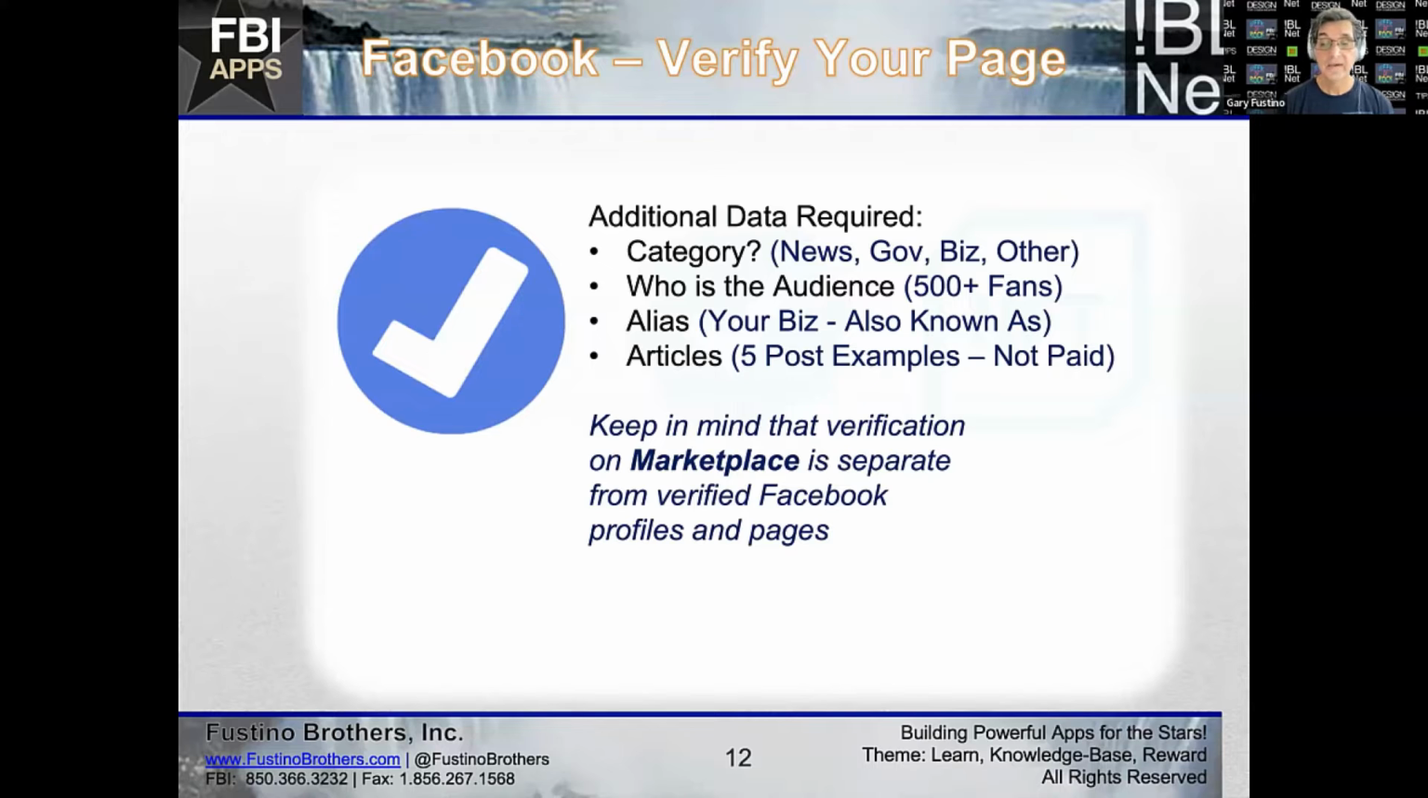And then aliases. What is your business name also known as? For example, Faustino Brothers Inc. is also known as FBI Apps. We're also doing business as Pork Knuckle Records, Steel Productions, and so forth. Next, they want articles, 5 examples of posts that you've done that you have to copy in the window, but not paid articles, things that are authentic, that you or your organization has placed in there.